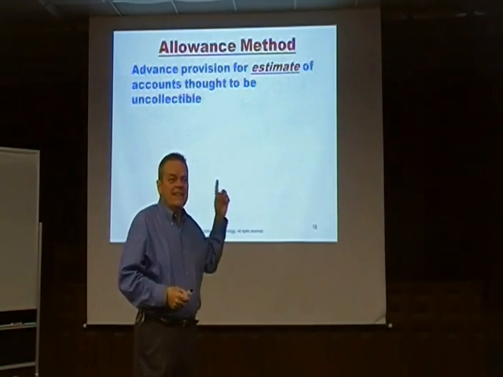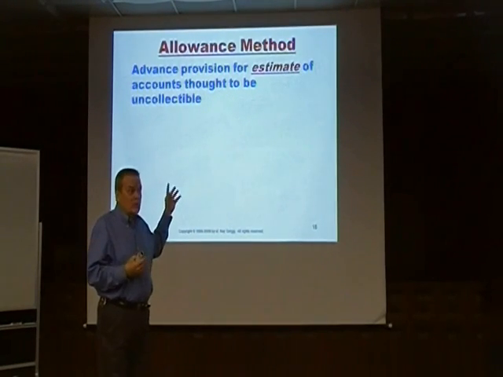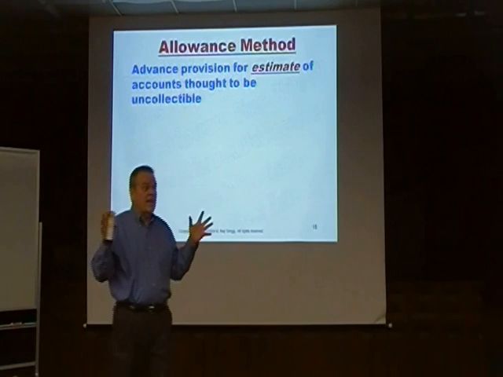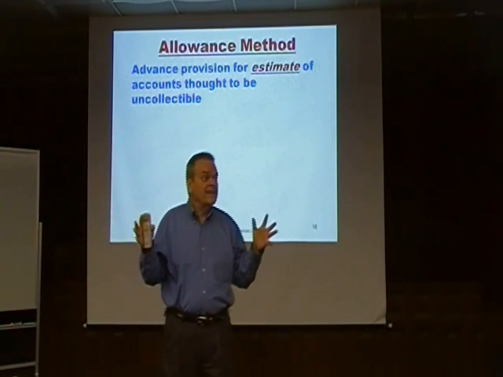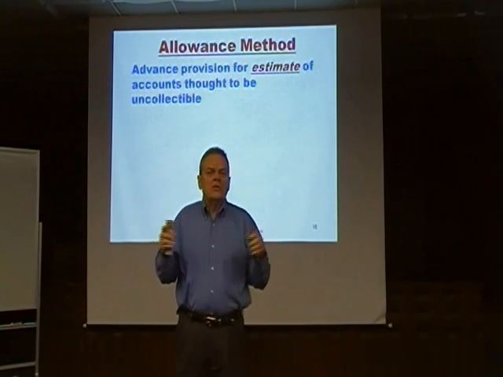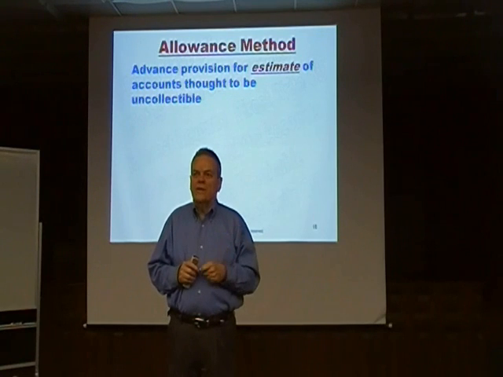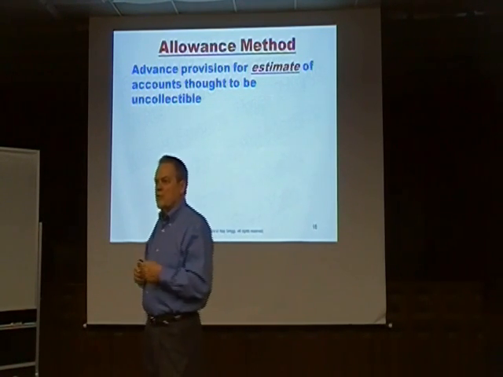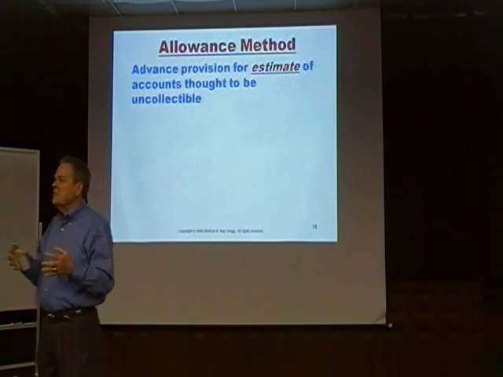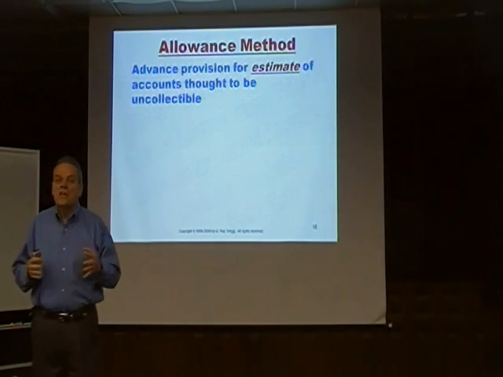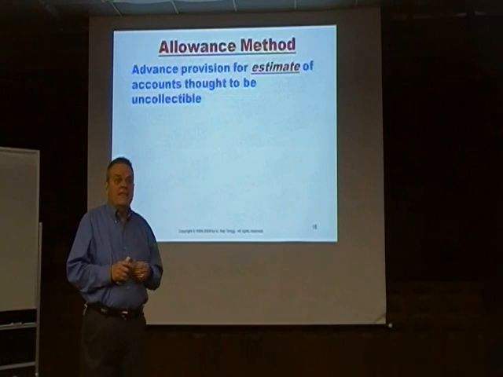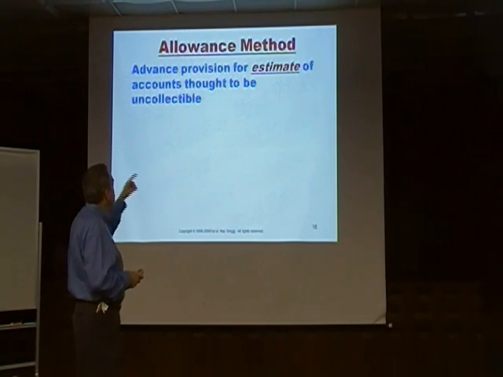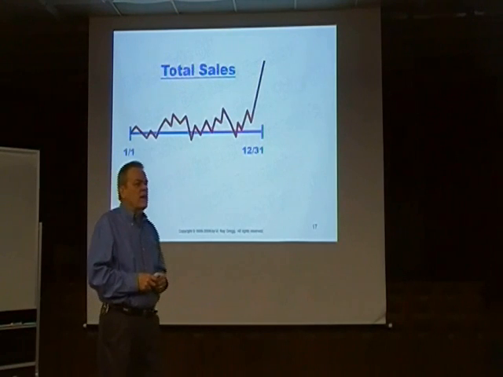To me, that to you should look like gobbledygook. That makes no sense to anybody in the room, I don't think, except me. So what I'd like to do is tell a story to try to illustrate that, and come back in a moment or two and read that to you again and see if it makes better sense the second time you hear it than it did the first time. It makes an advance provision for an estimate of accounts thought to be uncollectible.